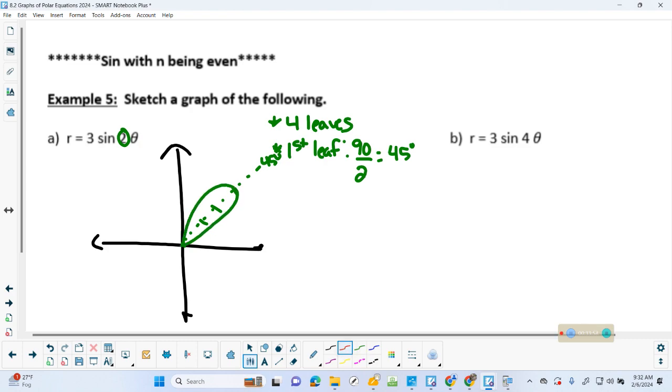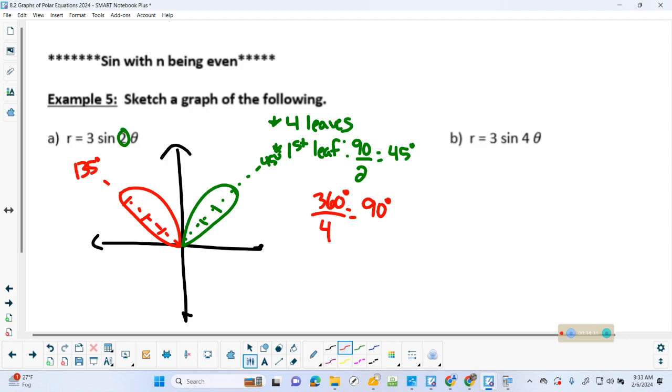And then to figure out the remaining leaves, because we want to be in our full circle, what are you dividing by? 4, because there's 4 total leaves. So what's 360 over 4? Okay, so we left off at 45. I'm going to actually add here. What's 45 plus 90? So my next one's at 135. And of course, 3 long. And I'm just going to label.